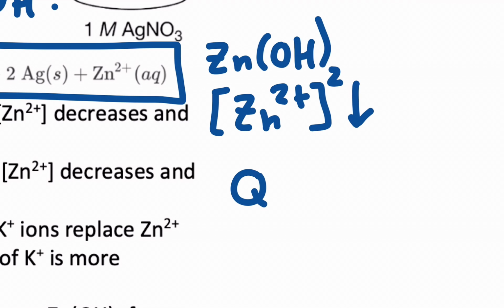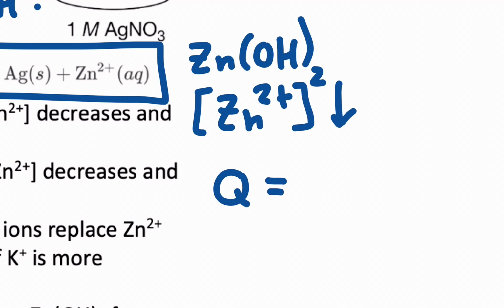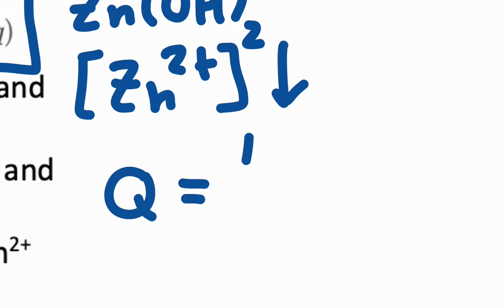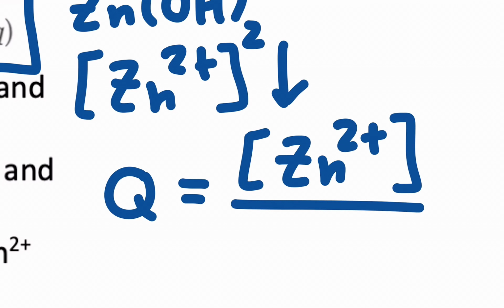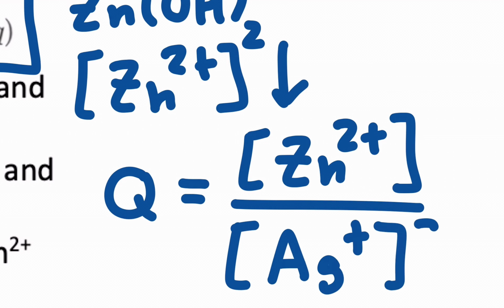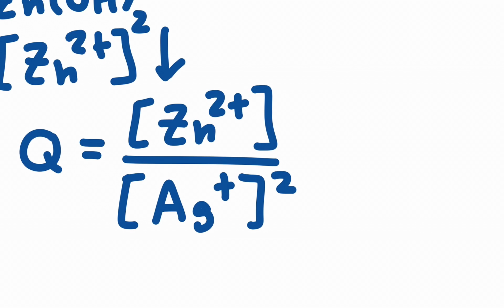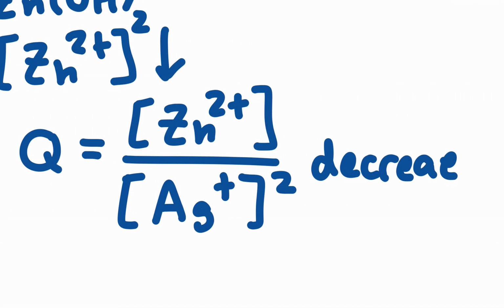So this is related to the Nernst equation, which has to do with Q. Q for this reaction is simply the zinc ion divided by the silver ion squared. So if I had to use this, I would write out what the reaction quotient is, and if zinc is decreasing, that means Q is getting smaller. Q decreases.